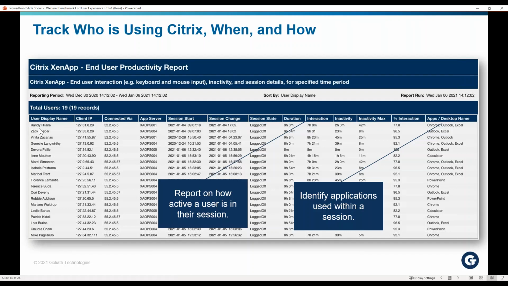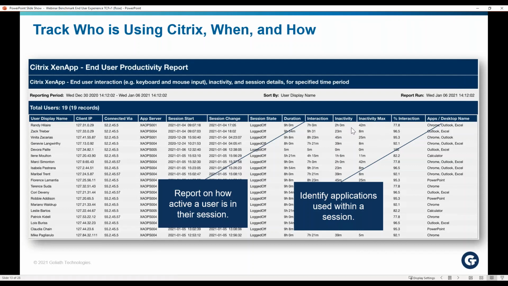We'll take this first user as an example, Randy. He logged in at 9, then logged off at 5 o'clock. So the duration of the session was 9 hours. And this is where it becomes unique to Goliath: being able to report on their actual interaction time within the session, which is compiled of a number of different data points, such as mouse clicks, keyboard input, and generating ICA traffic. What we were able to see is that Randy was interacting within his session for 7 of the 9 hours, and was inactive for 2 of them.